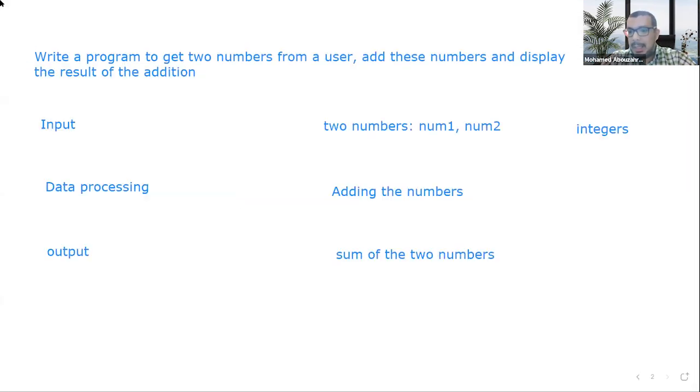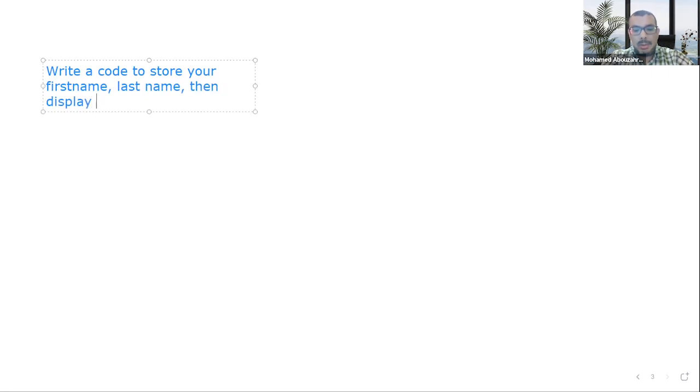What we want to do now is write a code to store your first name, last name, and then display your full name in a message box.